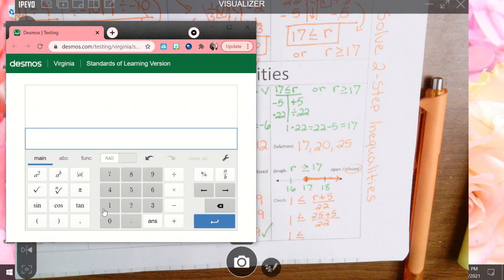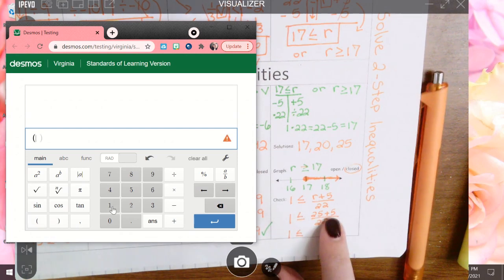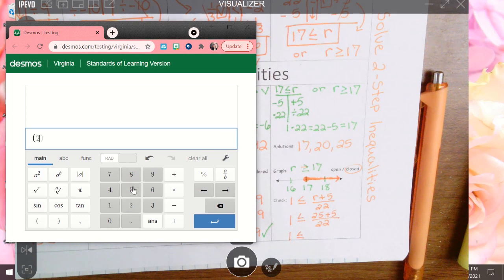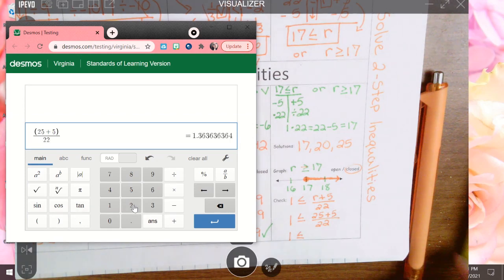So we have, remember to use your parentheses for your numerator. I didn't write them here in parentheses, but in order for it to go into Desmos properly, you would need those. So 25 plus 5, close your parentheses, divide by 22. Oops, I did not hit that division key when I thought I did. Okay, it does give you this repeating decimal.